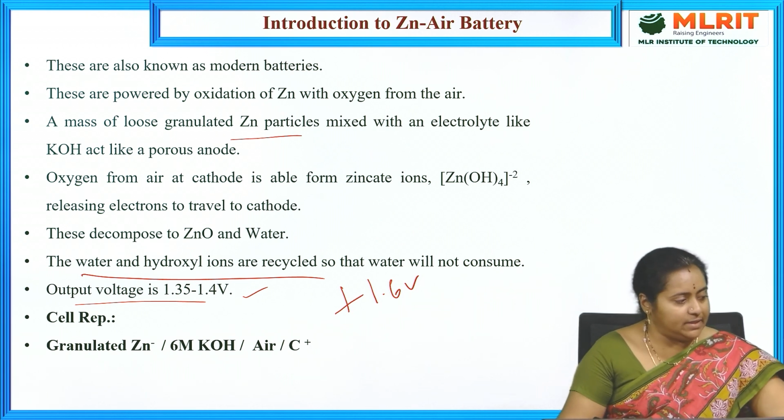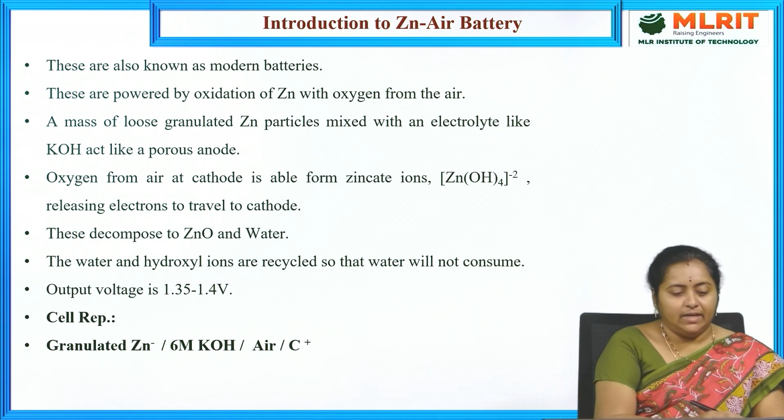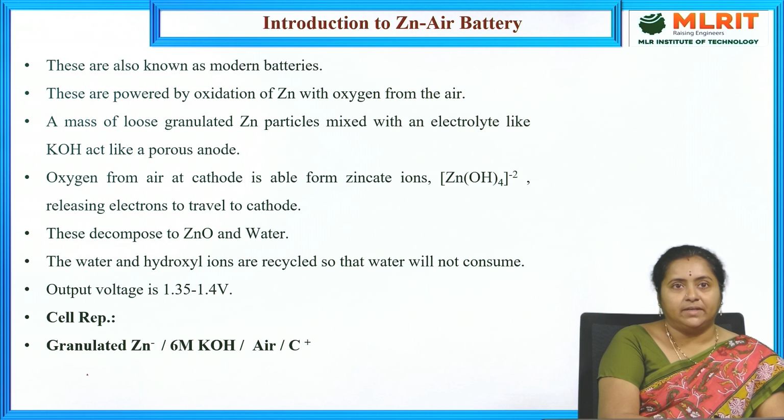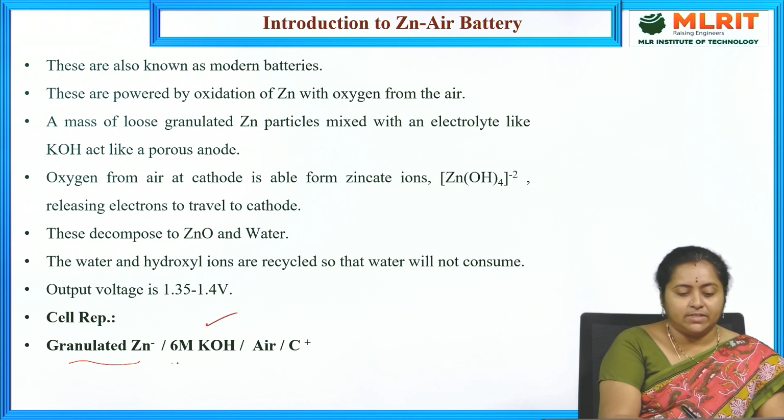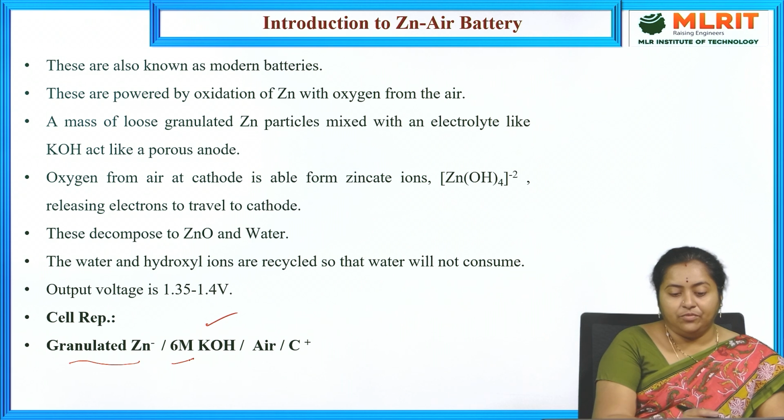So let us see the cell representation. As I told you, granulated zinc particles are considered in the place of anode. While representing a cell, we write the metal electrode first, followed by the electrolyte, that is KOH in this case, whose concentration is 6 molar, and then followed by the cathode electrode. This is a porous carbon electrode into which atmospheric air, or atmospheric oxygen, is absorbed.